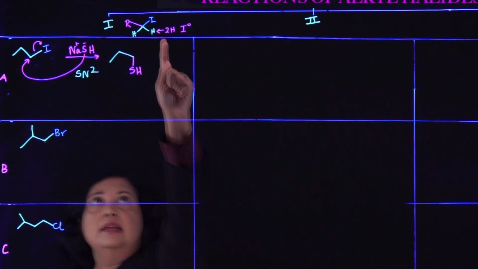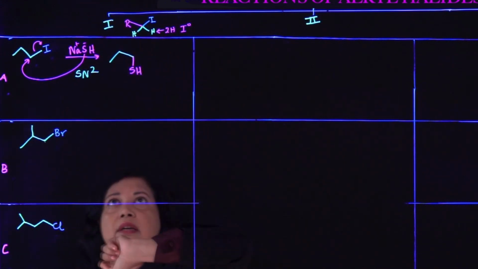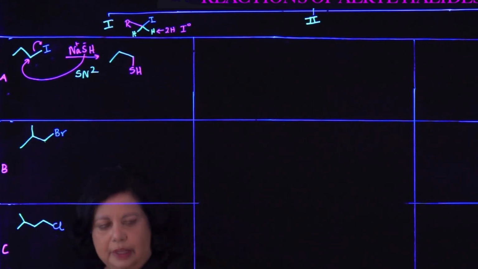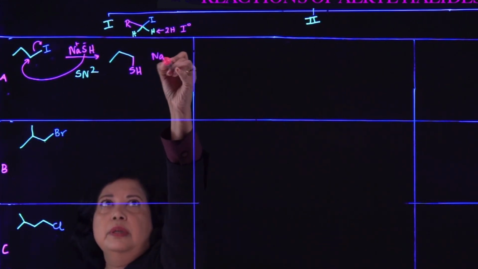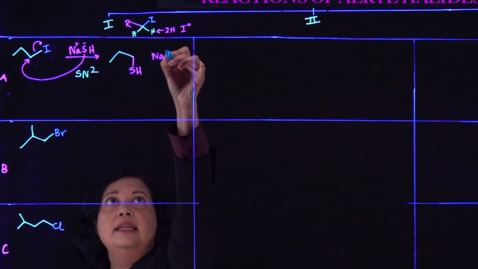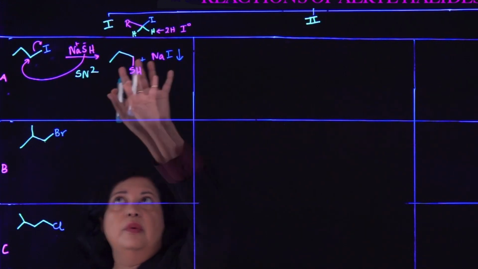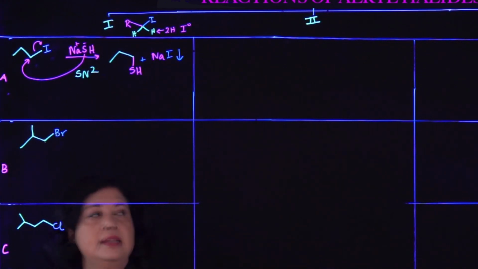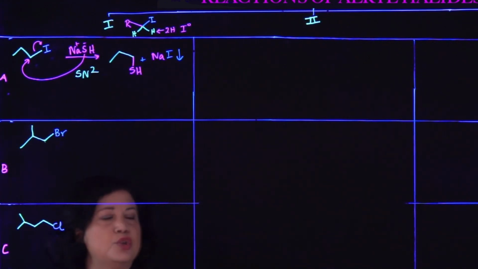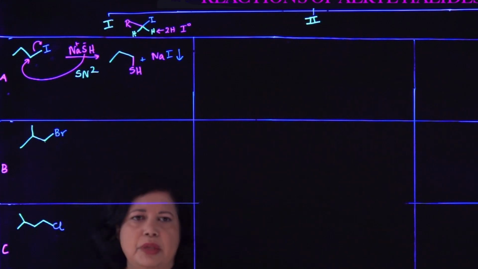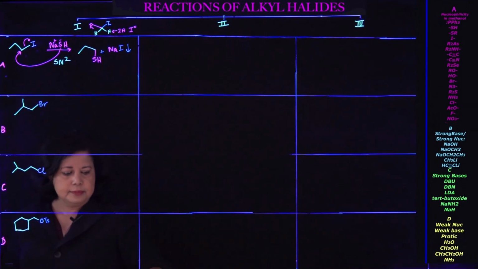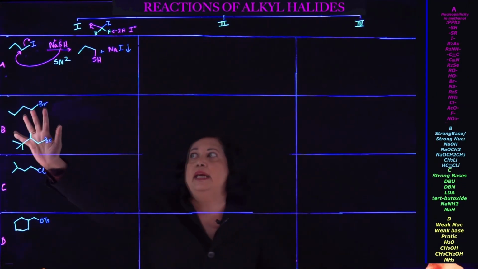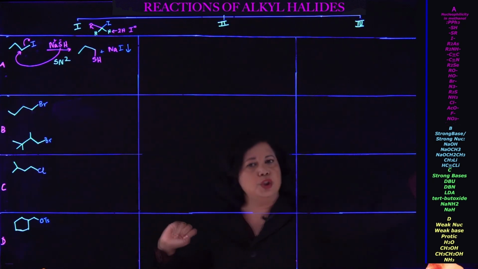So primary, two hydrogens, you would get SN2. Then of course you would have your sodium iodide fall out. And so this is for a very nice primary with a good nucleophile. Let's see what happens when you have a strong base, strong nucleophile, which is like a methoxy or an ethoxy. All right, let's look at B. Primary with strong base, strong nucleophile.